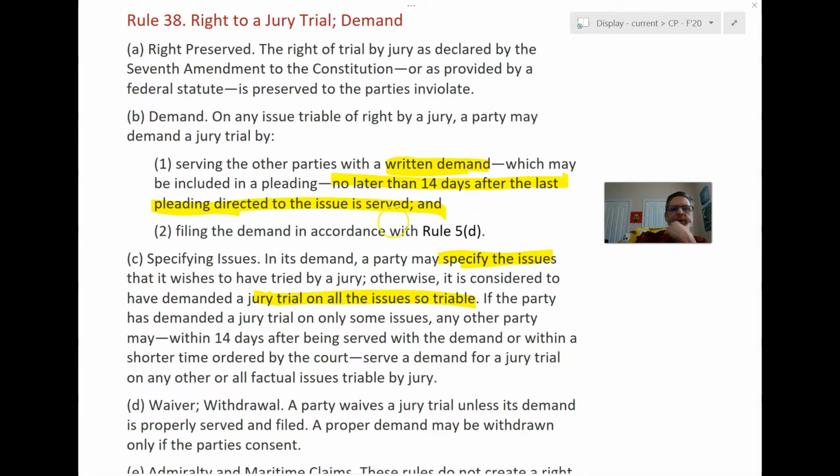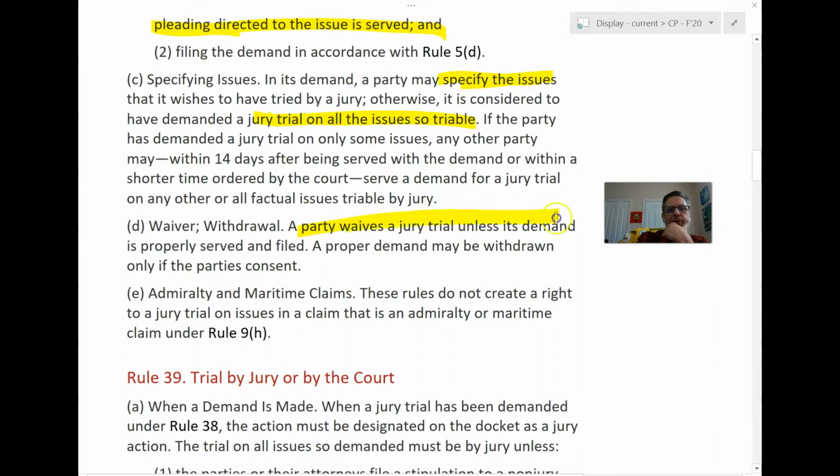Now here's an important one. You waive the jury trial right if you do not properly demand it, in terms of when you demand it, how you demand it, right? You can also, of course, withdraw a jury right demand, but only if the parties consent.